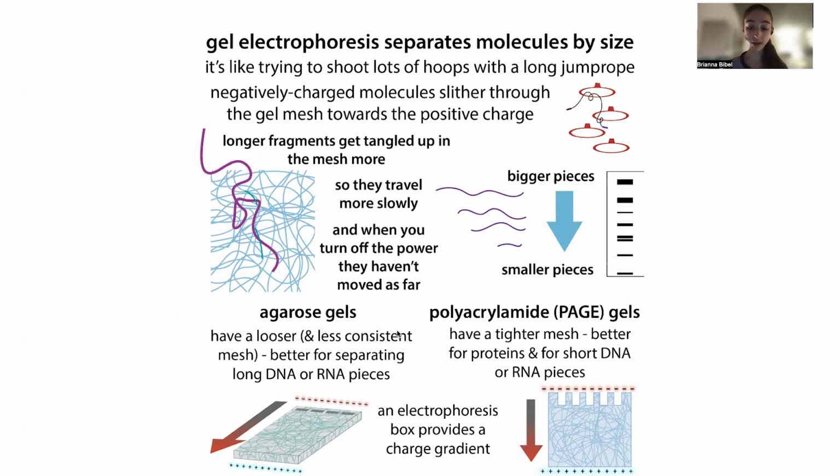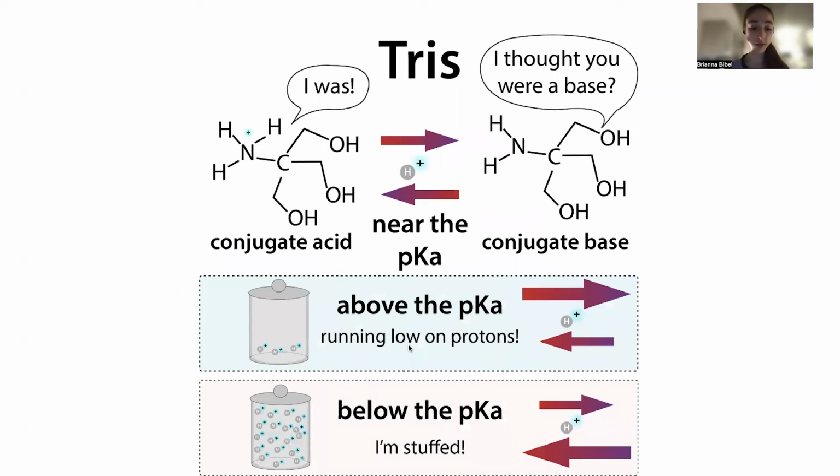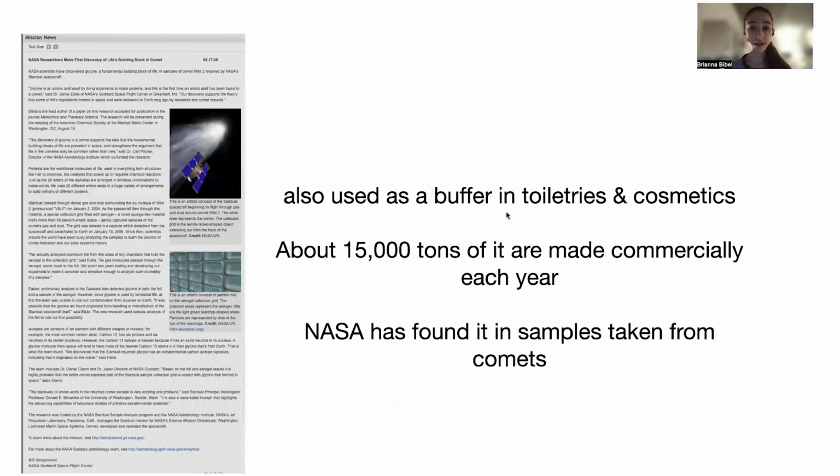If you're running a Tris-glycine gel, this would use glycine as one of the buffering agents along with Tris, which is another buffer. It's also used as a buffer in toiletries and cosmetics. About 15,000 tons of it are made commercially each year. Another fun fact about it is it's actually been found in outer space.